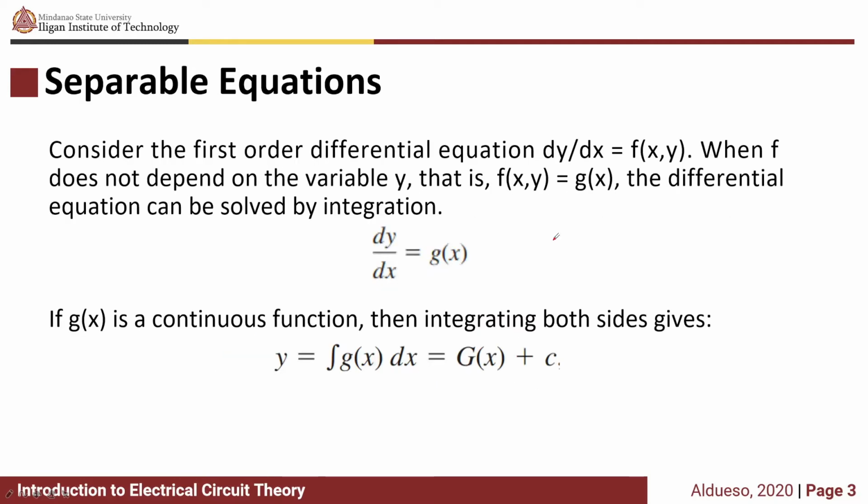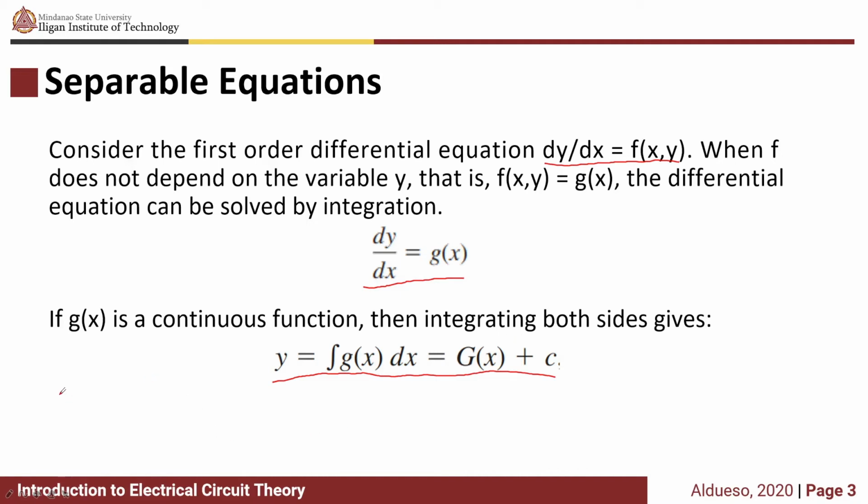Now let's move to separable equations. Consider the first order differential equation dy over dx equal to f of x and y, when f does not depend on the variable y, that is, f of x, y is just equivalent to g of x. The differential equation can be solved by integration. If g of x is a continuous function, then integrating both sides gives this answer, where the capital G of x is just the integral of g of x, and then we have plus an arbitrary constant.